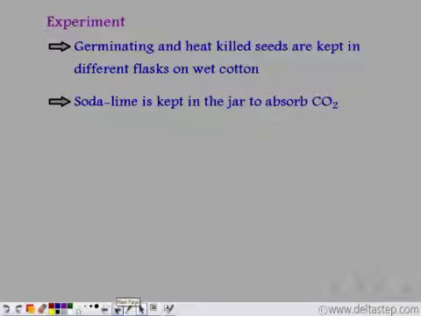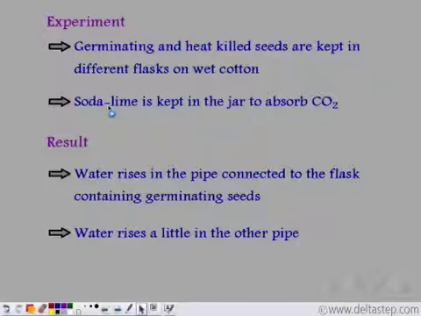Now let us go over this experiment once again. What did we do? What was the experimental setup? Well, germinating and heat-killed seeds were kept in different flasks on wet cotton. Next, the soda lime was kept in the jar, and soda lime absorbs carbon dioxide. And what was the observation we made? Yes, we saw that water had risen in the pipe connected to the flask that had germinating seeds. But in the other flask, in the pipe, a little water had risen.